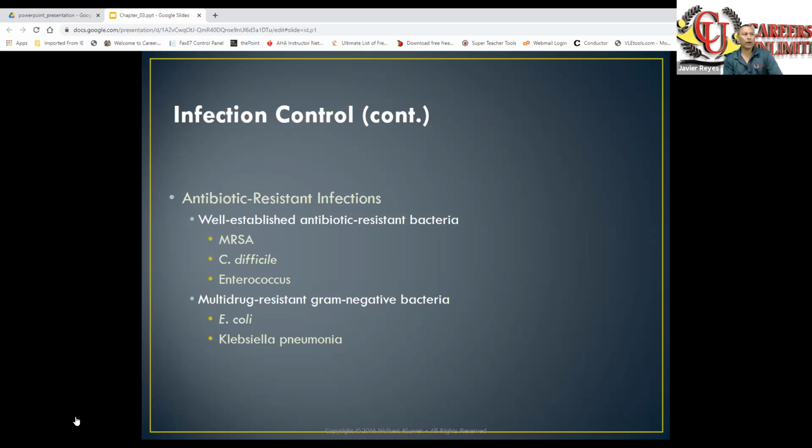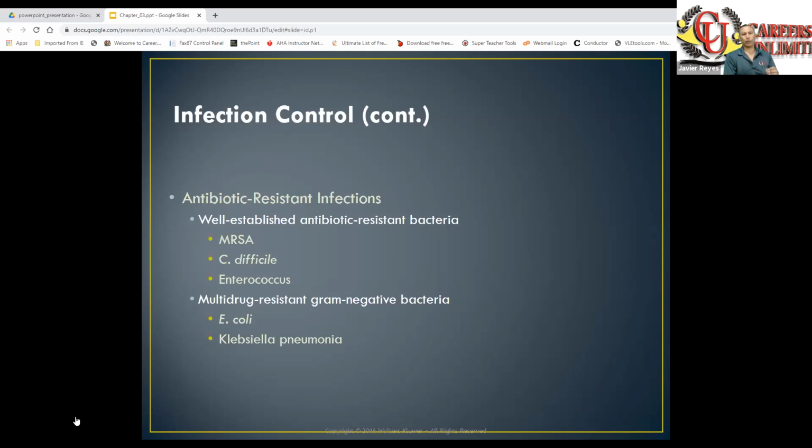MRSA is one of the multi-drug resistant bacteria. E. coli again is another bacteria that lives in our intestine, Escherichia coli. You have to be careful with it because it is contagious. Most of these organisms that I'm talking about are contagious. We call them direct contact. It means that you can only contract it if you have direct contact with that person. So you have to be careful.